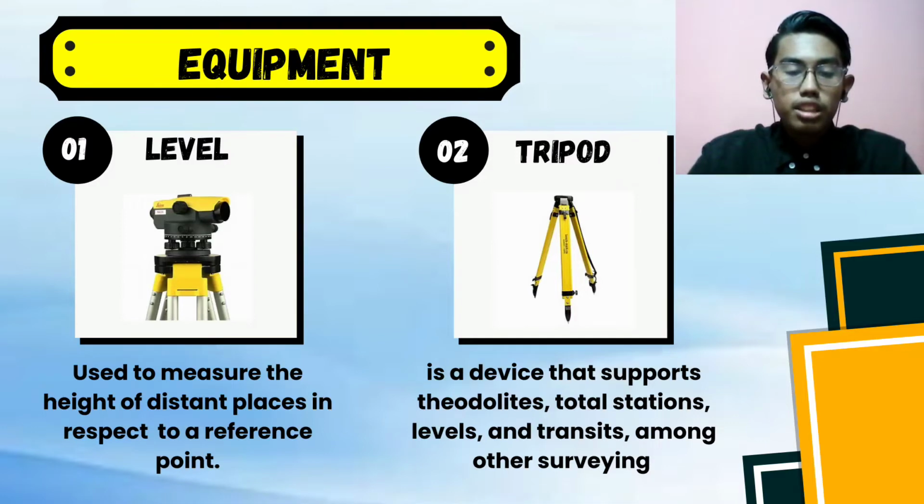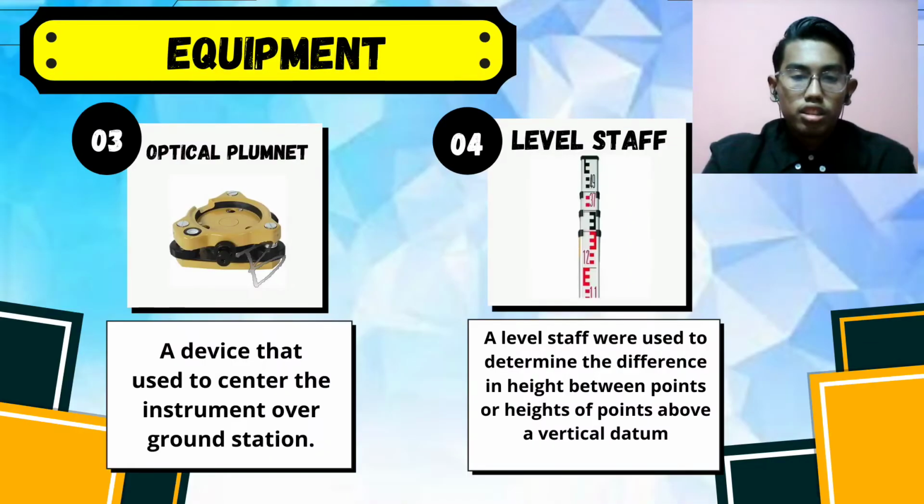The surveyor level is used to measure the height of a distant place in respect to a reference point, and the benefits are clear and simple measurement, excellent durability, and consistent performance. The second equipment is the tripod. A surveyor tripod is a device that supports theodolites, total stations, levels, and transits, among other surveying instruments.